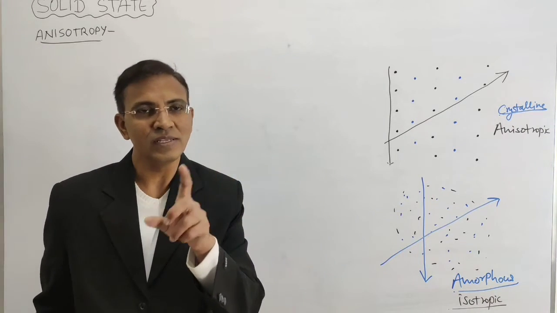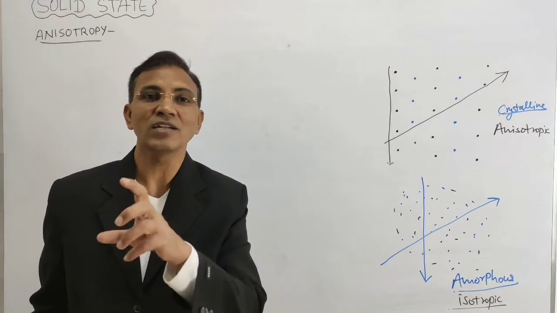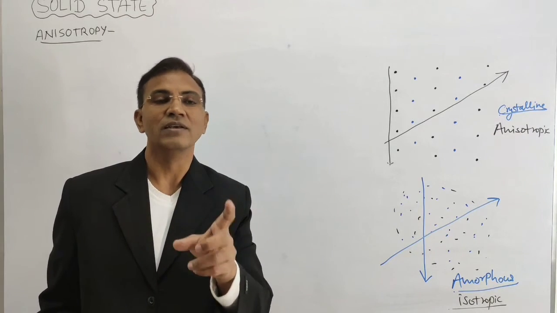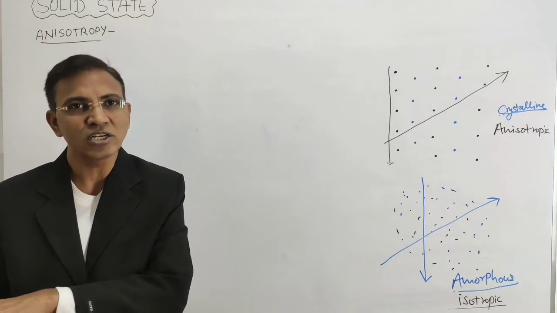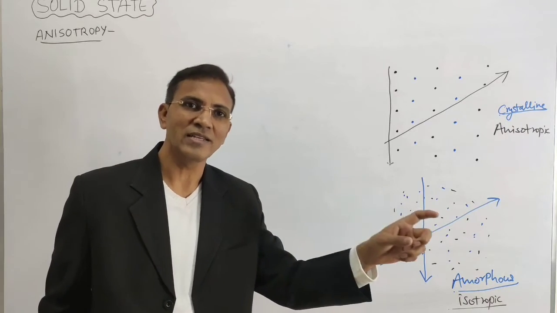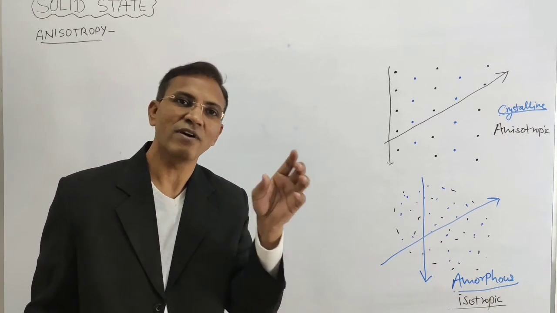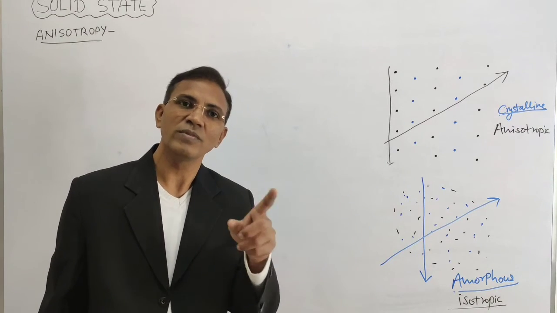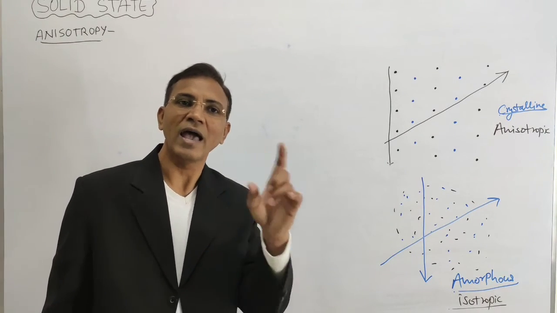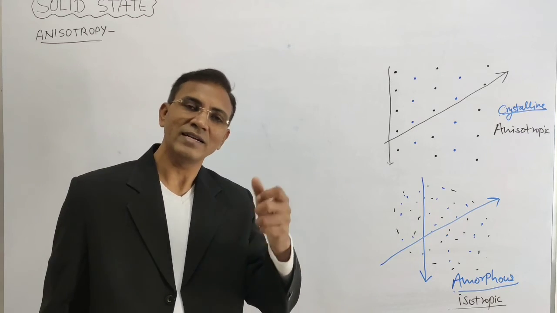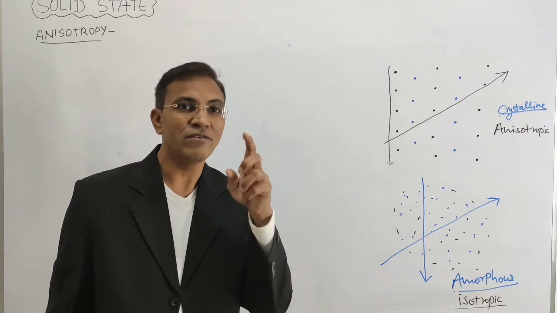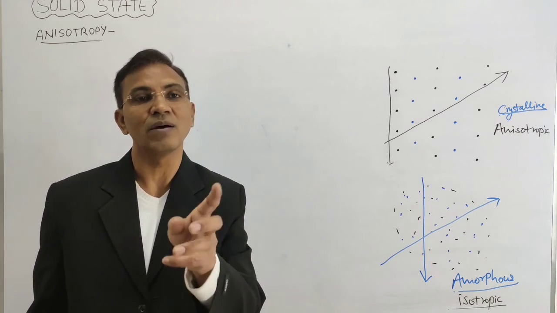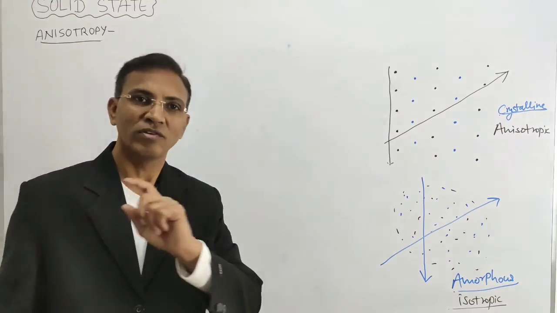Anisotropy means that when some physical quantity is measured along different directions of the crystalline structure, different values of the physical property come. This phenomenon is called anisotropy, right? Let us see how and why this anisotropy comes into existence in the crystalline solid, right?